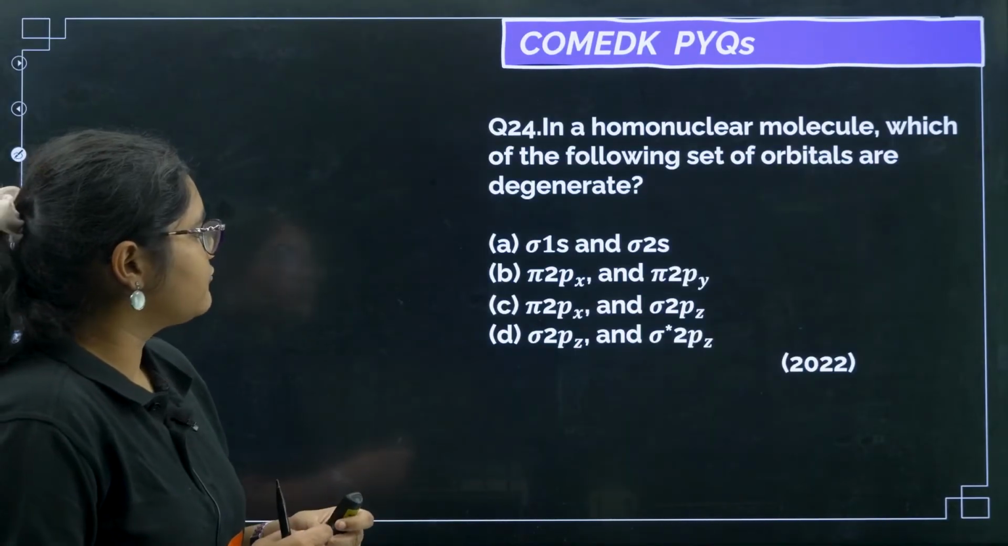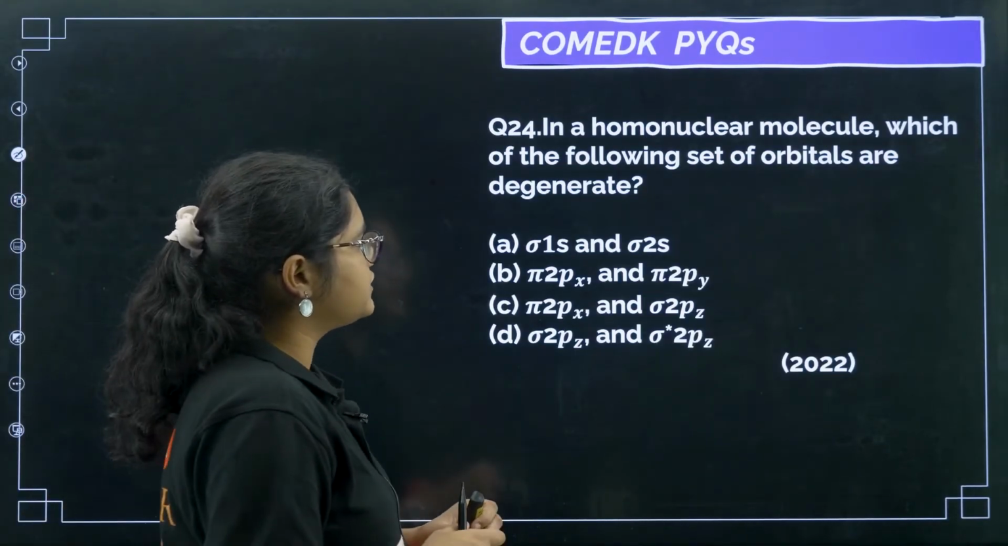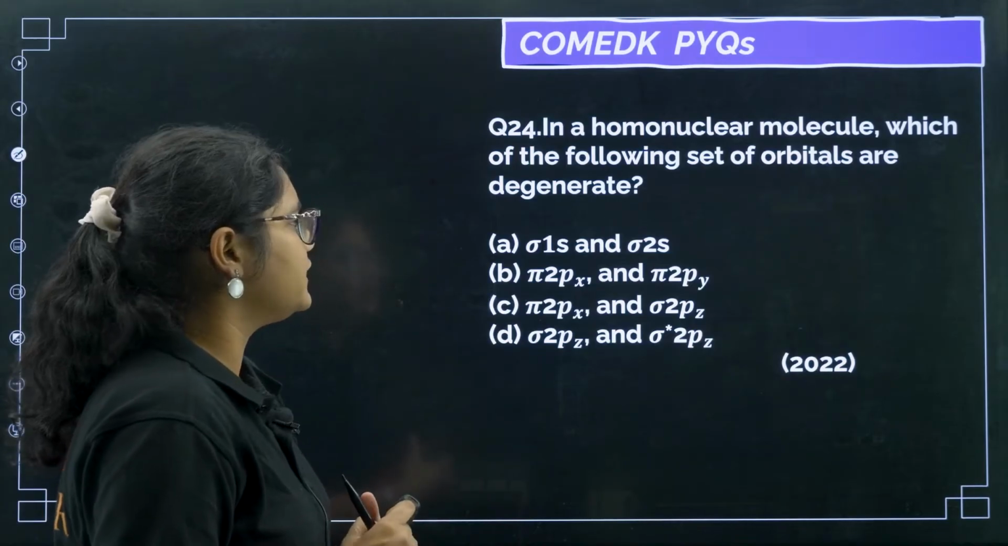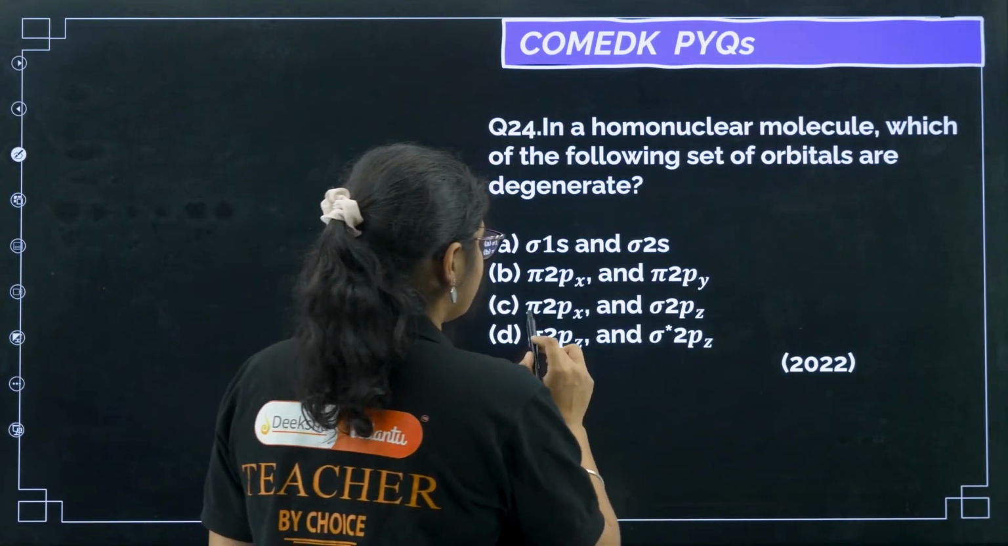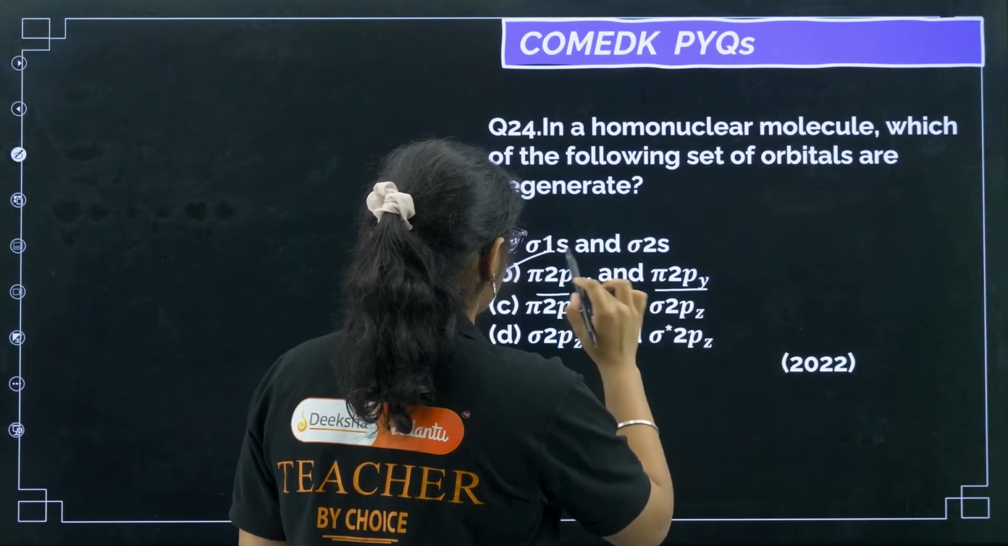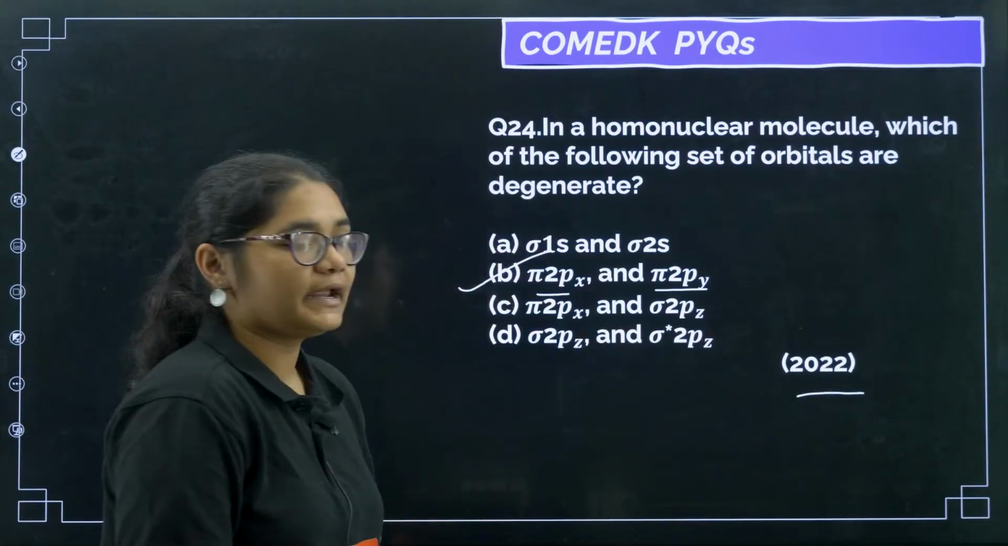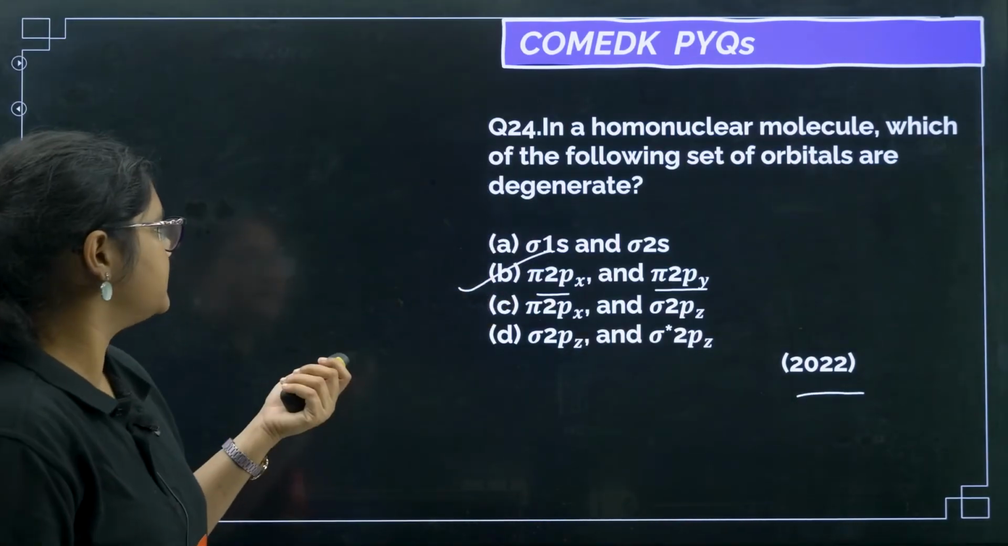Next question number 24, in a homonuclear molecule, which of the following set of orbitals are degenerate? So if you remember, pi 2px and pi 2py are degenerate, option number B. This is COMEDK 2022 question, simple and easy.